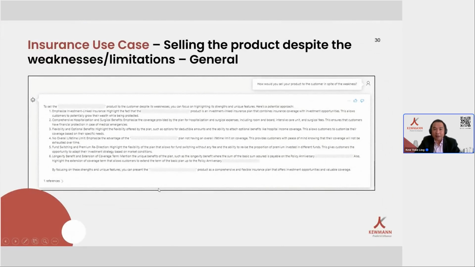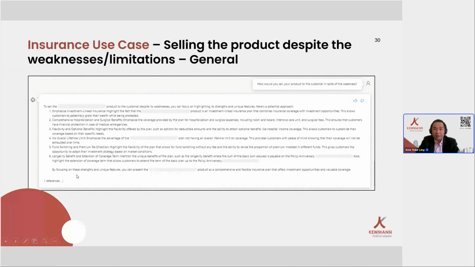And last but not least, you still want to sell. If you are an insurance agent, then you are very worried because you have some weaknesses in your product. You still want to sell it, right? So in this case, how do you sell? What are the strong points? So for example, you emphasize the investment-linked insurance. You emphasize the hospitalization and surgical benefits and so on and so forth, right? So those are the strong points that the generative AI within the insurance company is able to advise you. And of course, to make sure that it is explainable, the agent or the product owner can go to the reference to really take a look.